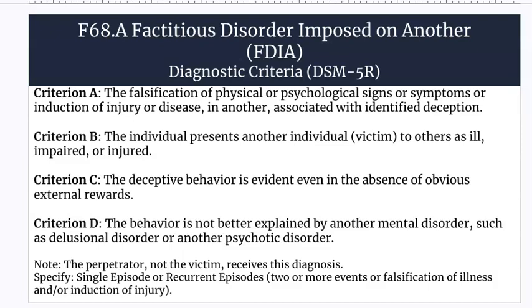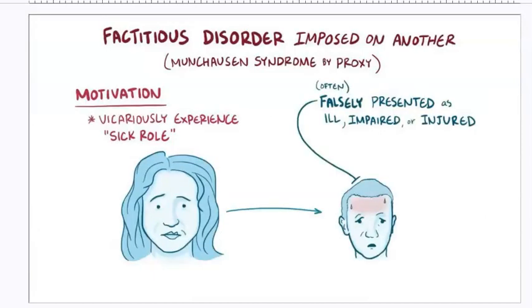And to specify, it's either a single episode or recurrent episode, which is 2 or more events of falsification of illness and/or induction of the injury. So here's a little visual to show what the disorder is like and what the dynamic is between the two people. So again, the perpetrator, the one on the left, is receiving the diagnosis of factitious disorder imposed on another. It has also been referred to in the past as Munchausen syndrome by proxy.